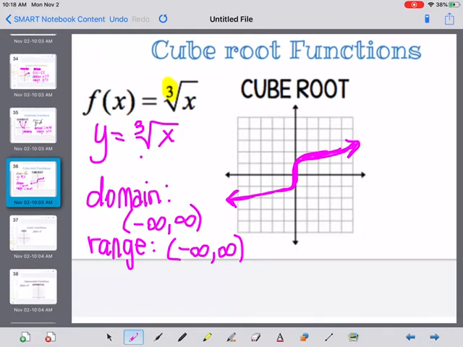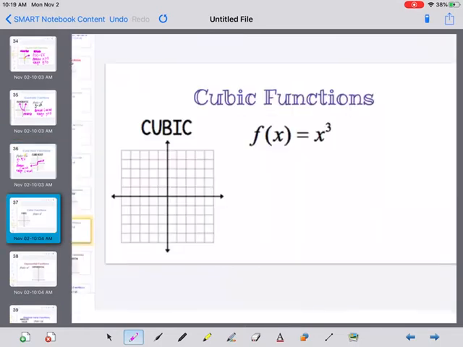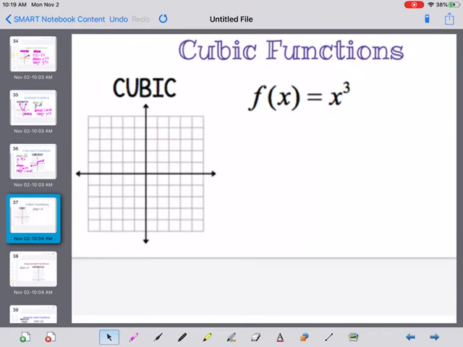constant, we have linear, and now we have cubic. And cubic is just cubed. So x cubed. It's without the square root, it's without the root. So y equals x cubed. And anytime your equation starts with x cubed, your graph is going to look like this.